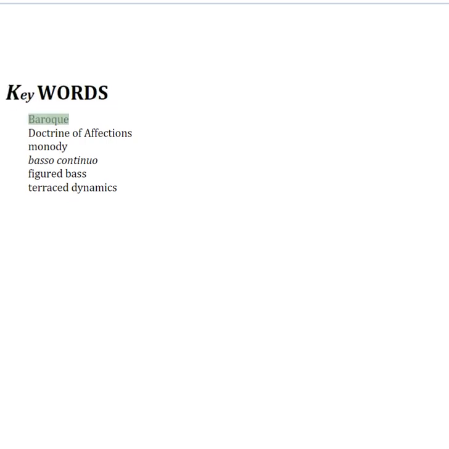Key words. Baroque, doctrine of affections, monody, basso continuo, figured bass, terrace dynamics.